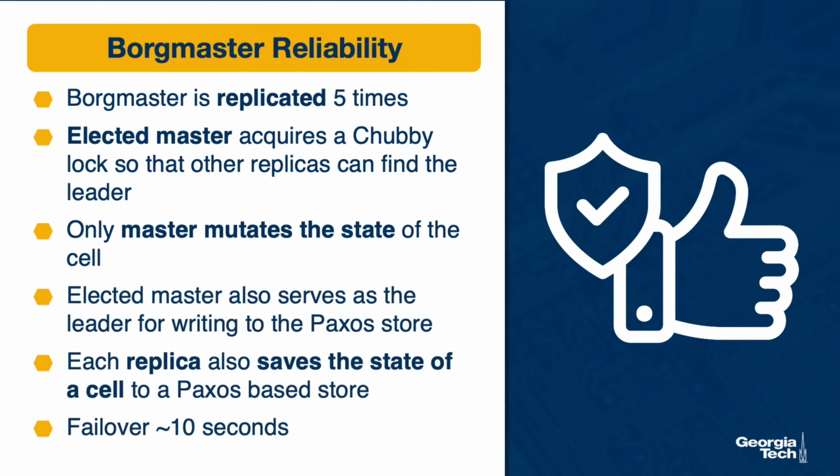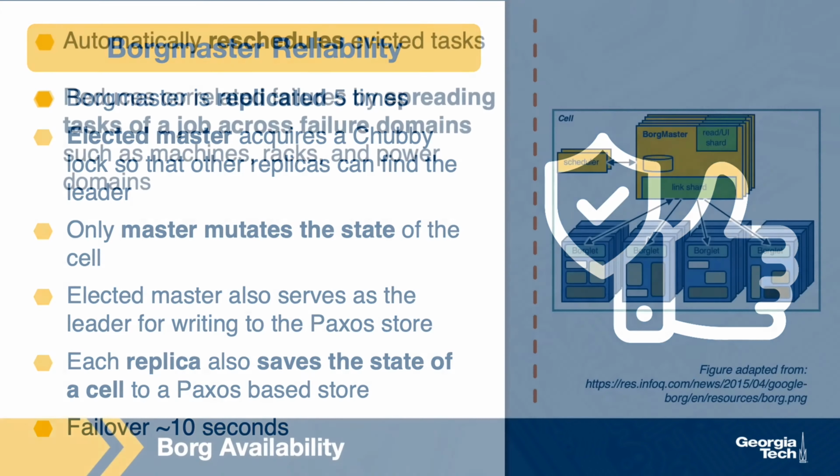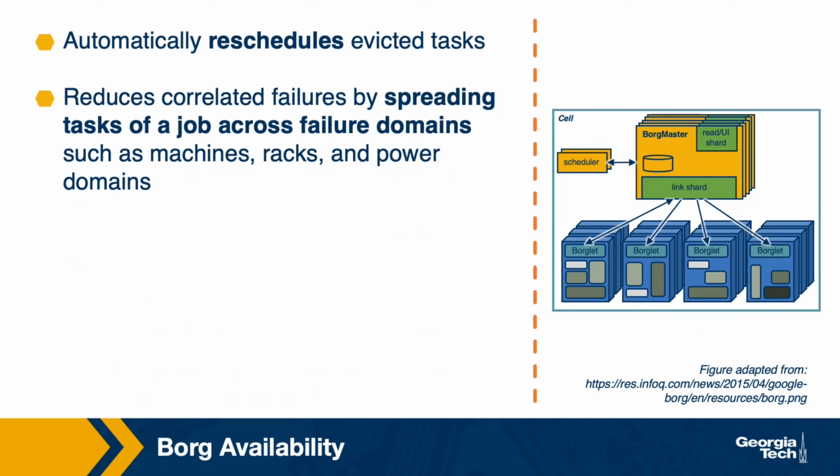The elected master also serves as a leader for writing to the Paxos store. Each replica saves the state of a cell by relying on a Paxos-based store as well, and there is a failover that's possible to achieve among the replicas in under 10 seconds based on the results that they publish in the paper. The system incorporates a number of heuristics that are designed so as to both limit the impact of failures and to ensure forward progress.